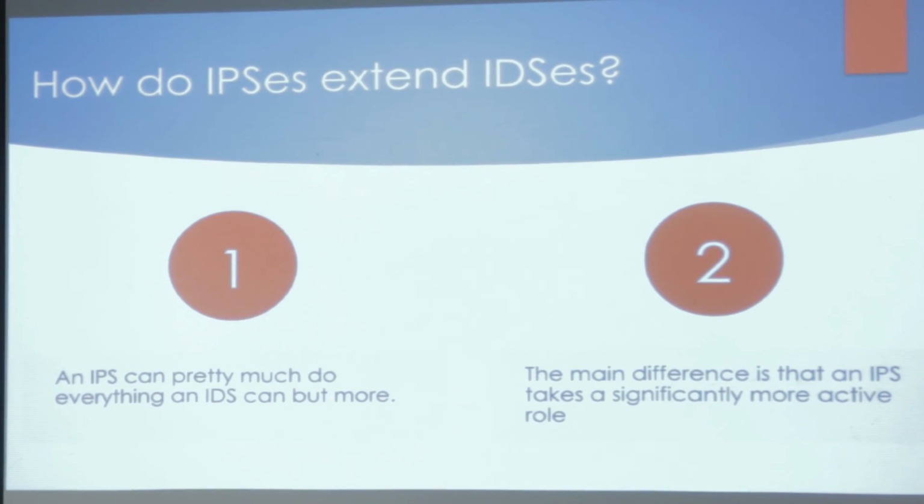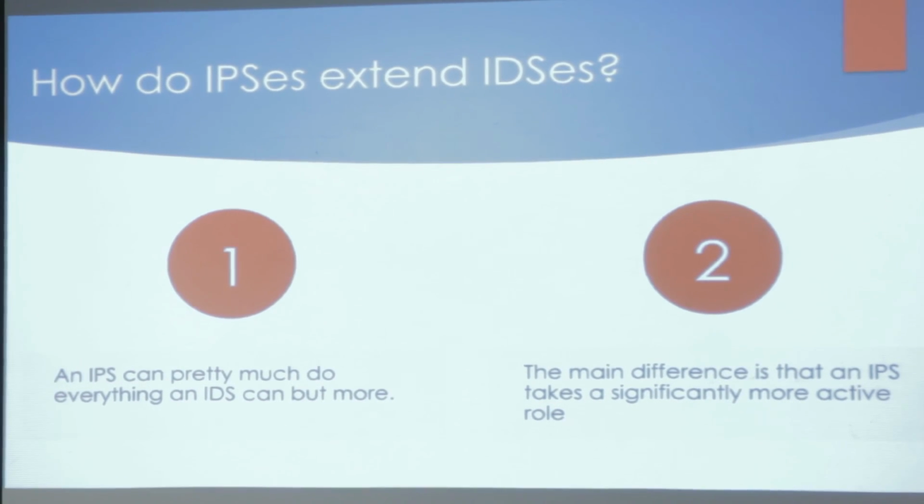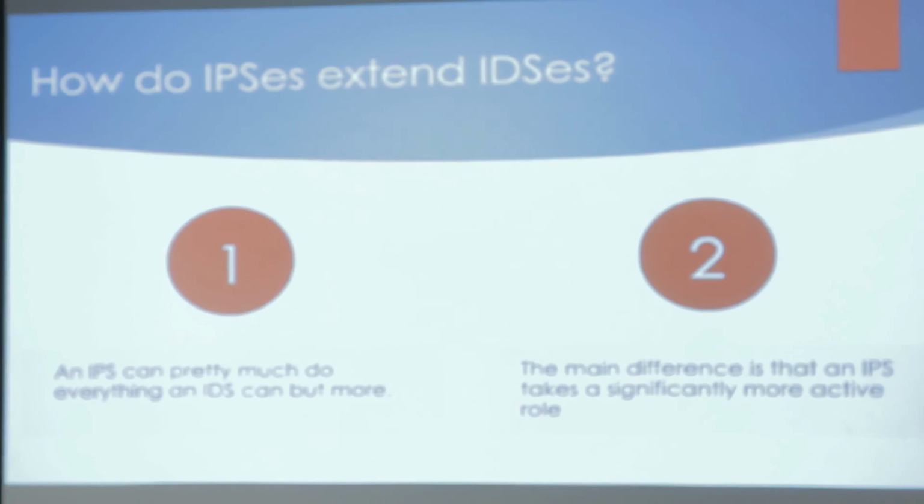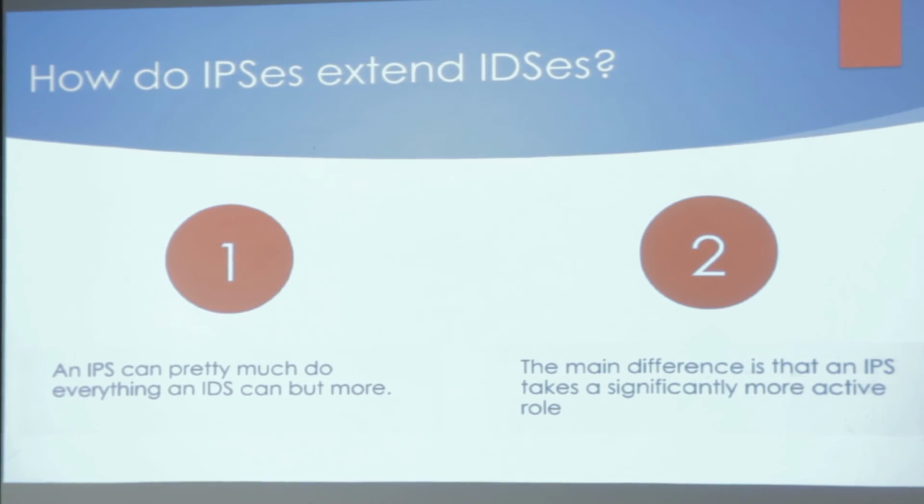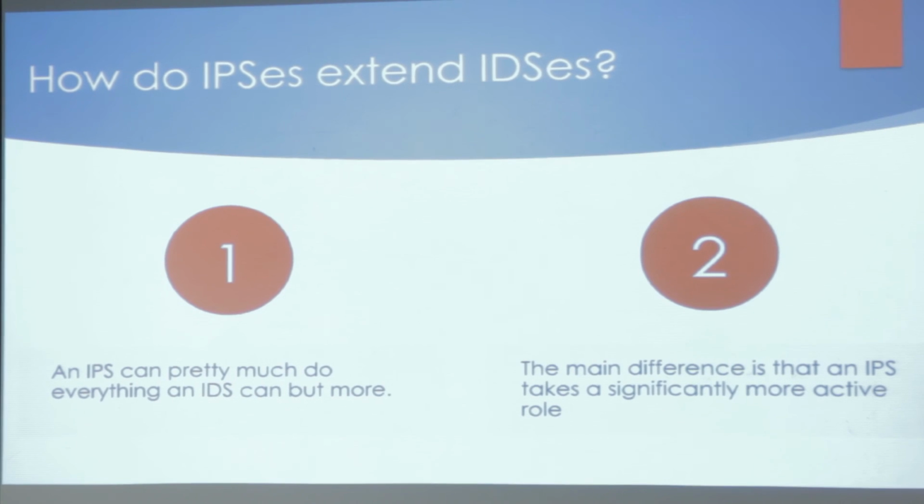IPSs are almost always placed in line, so that all traffic is routed through there in the first place. And they're able to actively prevent or block any intrusions that are detected. Right? So outside of just sending out an alarm or alert as you would with an IDS, an IPS will actually reset a connection or block traffic from an identified attacker.